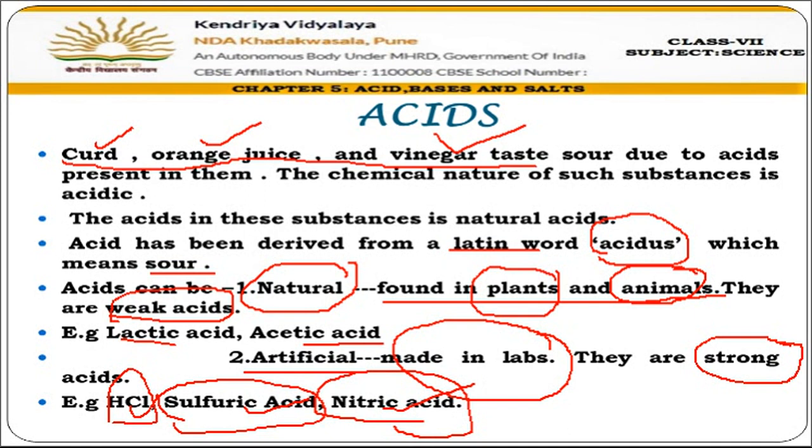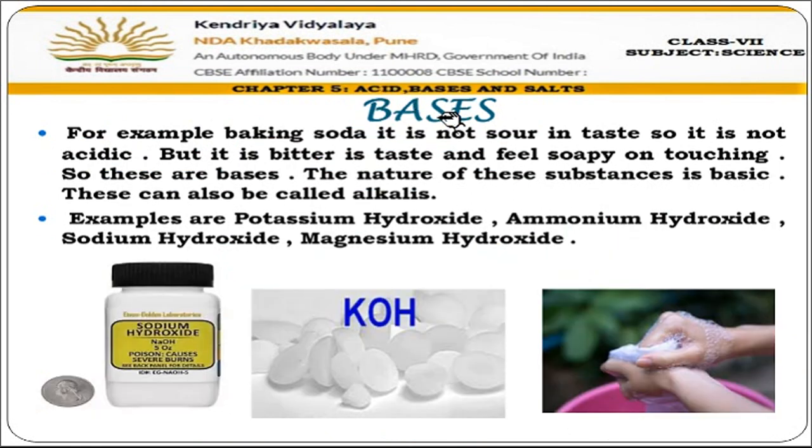Now, let's see what bases are. For example, baking soda, as we have seen in the first picture, which is found in our house. We use it for making pakoras and for making cake, right? This baking soda is not sour in taste. When it is not sour in taste, that means it is not an acid. Then what is it? If you taste baking soda, it is a little bitter in taste. Bitter means kadwa.